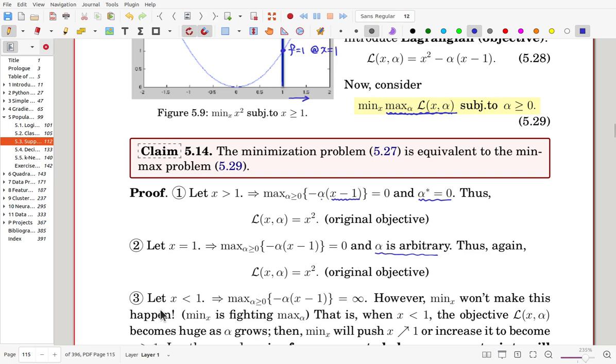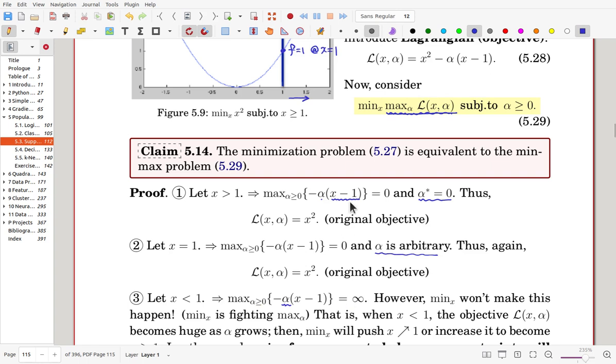How about the last case? x is now smaller than 1. Then this portion is smaller than 1, so this portion is negative. Along with that, this is positive and this is non-negative, so that the maximum value will be infinity by choosing alpha larger and larger. So the value is infinity.